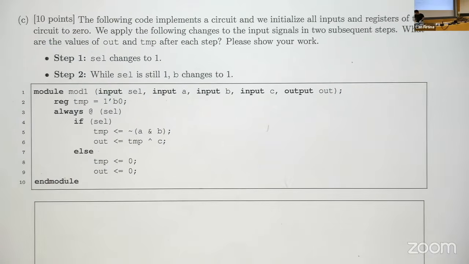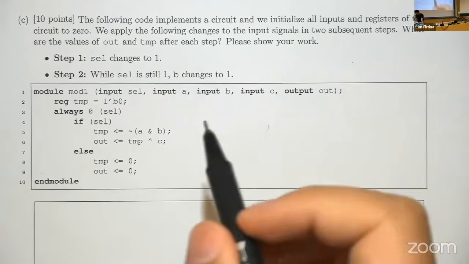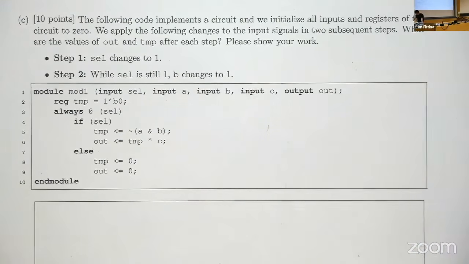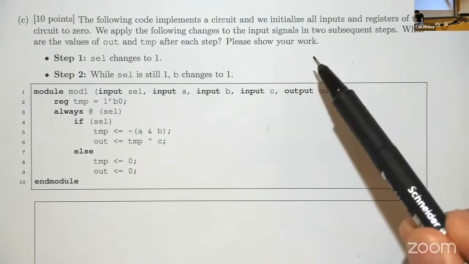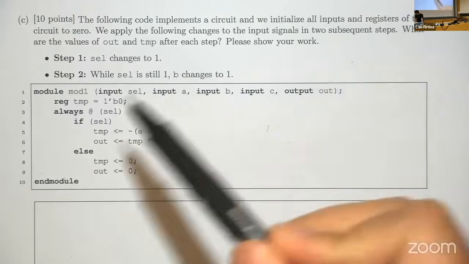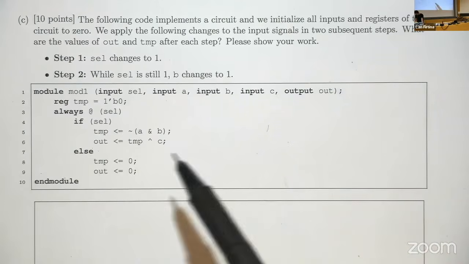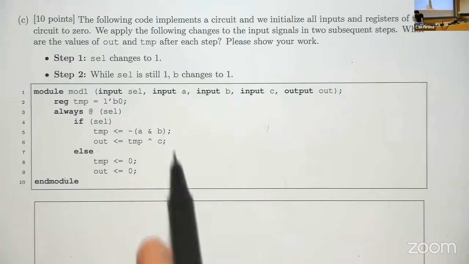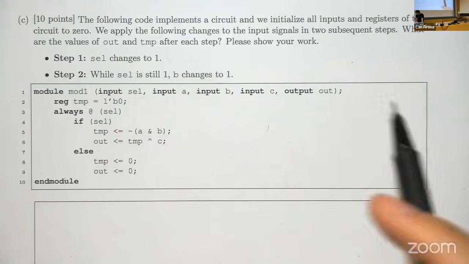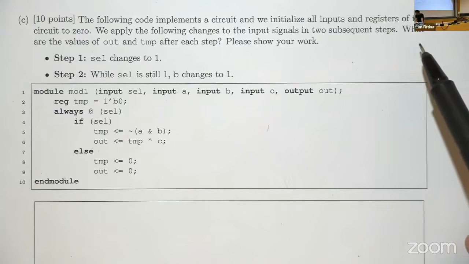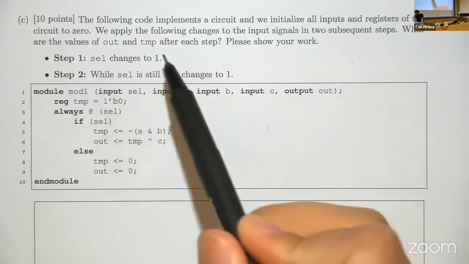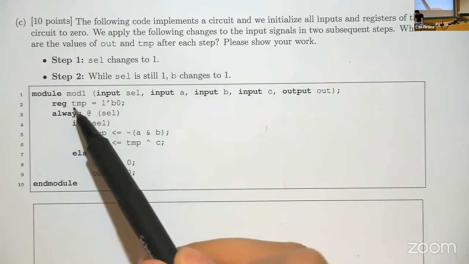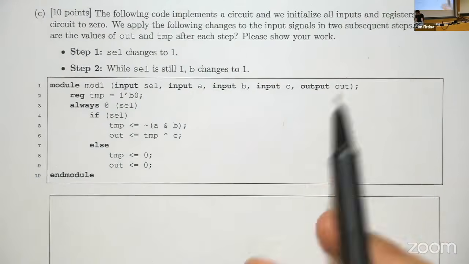Okay. So again, we're looking at the Verilog code. This code implements a circuit, and we initialize all inputs and registers of the circuit to 0. That's what is already being done in the code. And we apply the following changes to the input signals in 2 steps. What are the values of out and temp, this register, after each step?